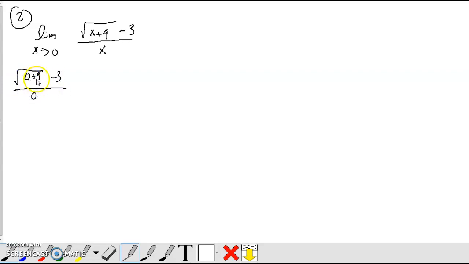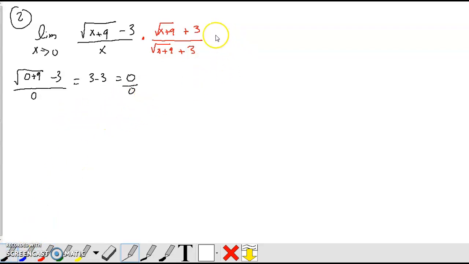So 0 plus 9 is 9. The radical of 9 is 3. So 3 minus 3 is going to give me a 0. I'm going to get 0 on the top and on the bottom. Not going to help me out. So indeterminate form. So I should have multiplied by the conjugate. So this would become the radical x plus 9, and then a plus 3, and then the radical x plus 9, and then a plus 3.